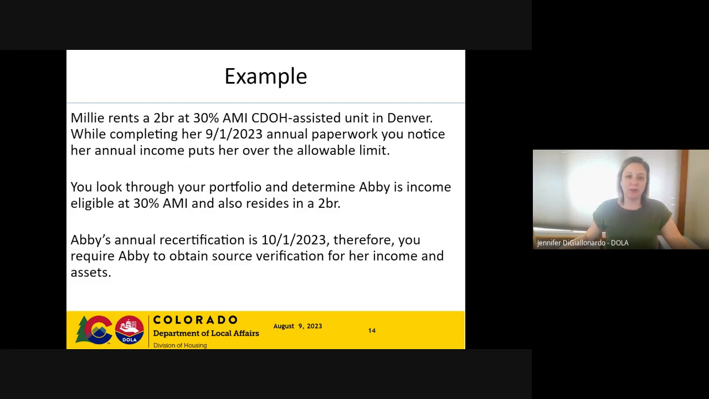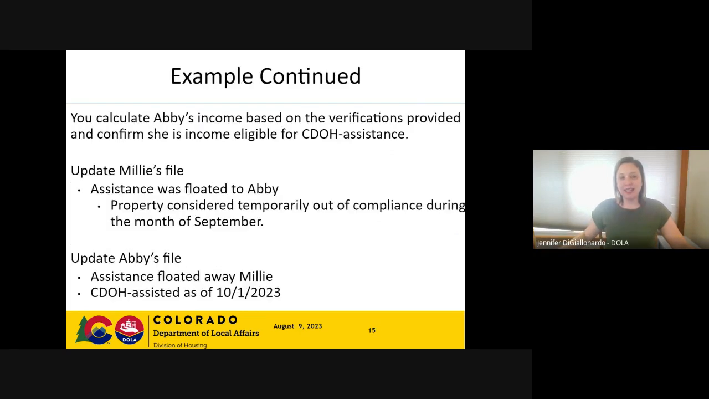Therefore, you require Abby to obtain the verification for her income and assets. You're doing that because you want to ensure Abby is, in fact, income eligible. You don't know if she's fully income eligible until you fully verify income and assets. So you've calculated Abby's income based on the verifications provided, and you confirm, yes, she is income eligible for CDOH assistance. You'll look to Millie's file, the original CDOH assisted unit, and document.